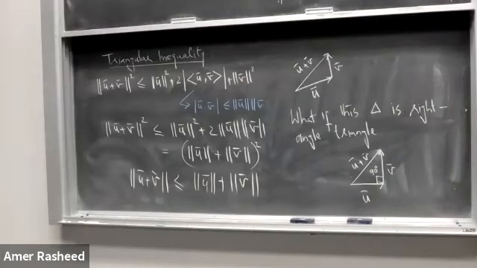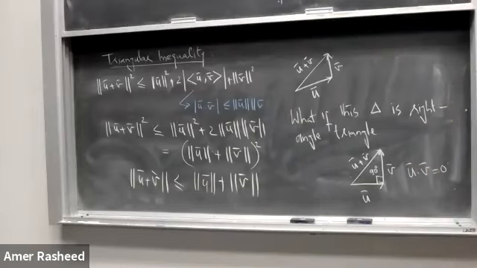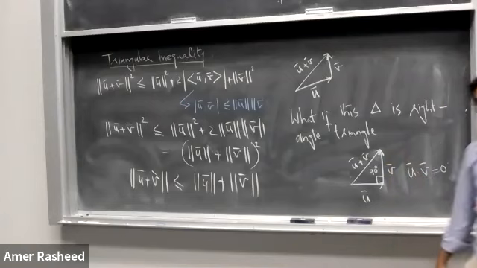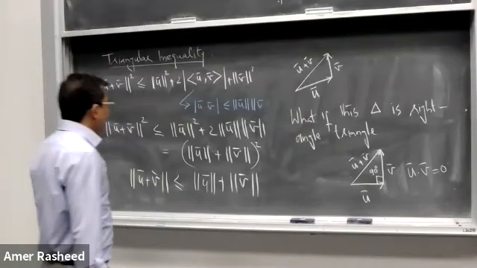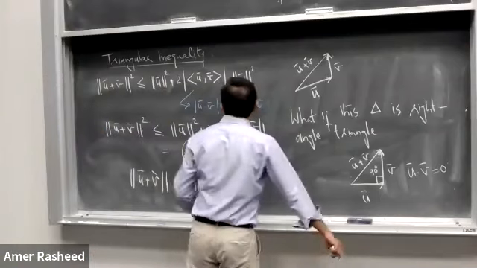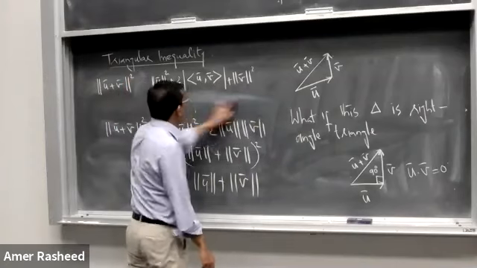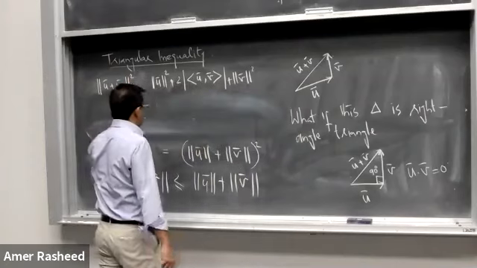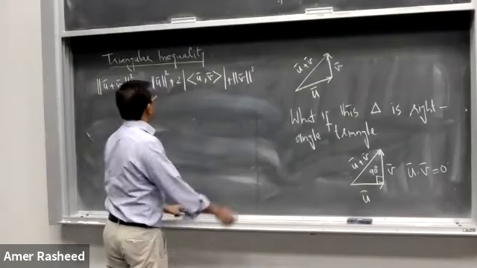If this angle is 90-degree angle, then what happens? Then u dot v is 0, because they are perpendicular to each other. They are orthogonal to each other. We have already discussed that if two vectors are orthogonal, then the dot product must be 0. If the dot product is 0, then we don't need to use the Cauchy-Schwarz inequality.